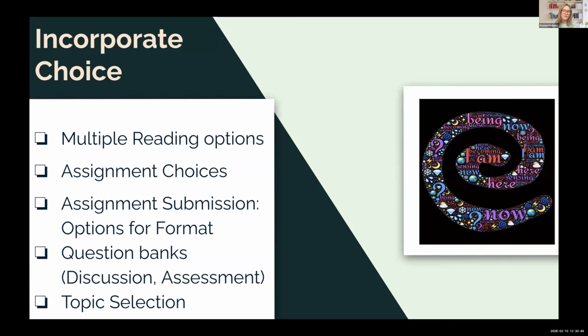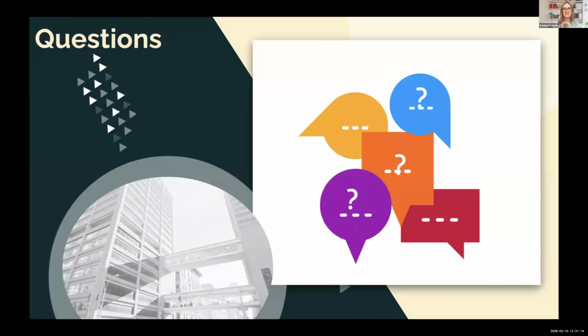And so offering multiple reading options, offering assignment choices, offering options for how they submit their assignment, offering choice of questions, whether it's through discussion or assessment. And then, of course, if they're doing some research, offering the choice of topic selection is another way to make your learning more accessible for your students. And I'm going to stop there.